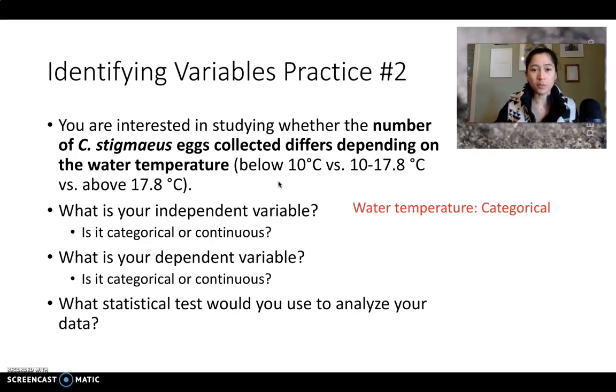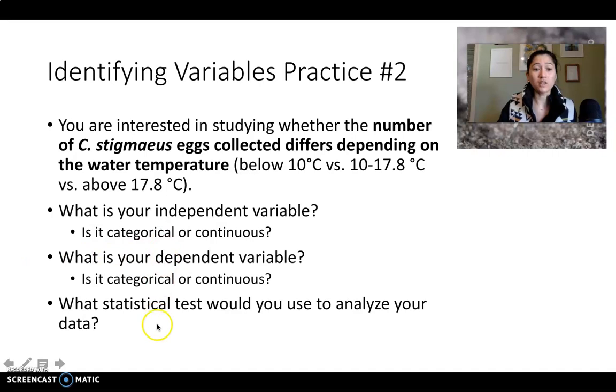So let's start with our independent variable. Again, the water temperature is our independent variable. It is also still considered categorical because we are breaking it up into these distinct groups of different temperatures. What about our dependent variable? Our dependent variable is also still the number of eggs collected. It is still considered continuous because we're not specifying how we're going to categorize those eggs. We're just counting the number of eggs, so that's a continuous variable.